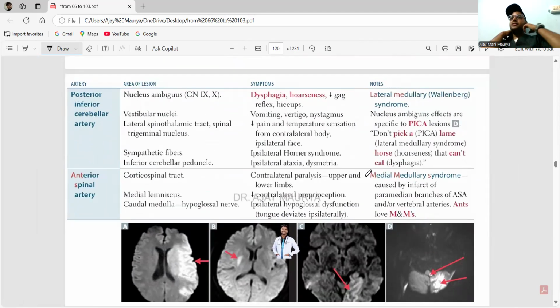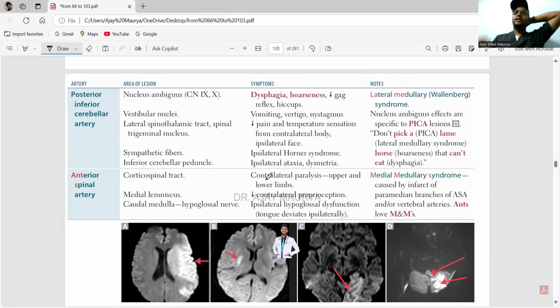These are LMS versus MMS. LMS means lateral medullary syndrome versus medial medullary syndrome. See here, lateral medullary syndrome is also called Wallenberg syndrome. During my internship in general medicine, I saw this patient with lateral medullary syndrome.